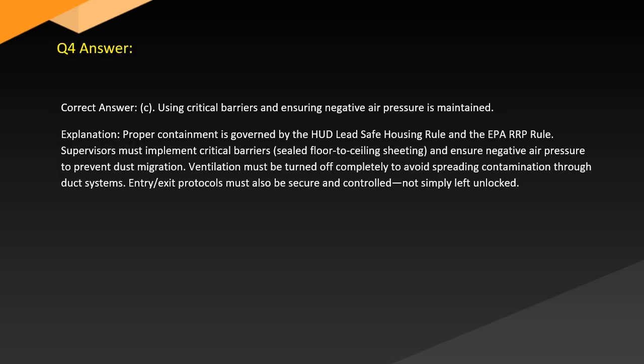Answer. Correct answer, C. Using critical barriers and ensuring negative air pressure is maintained. Explanation. Proper containment is governed by the HUD Lead Safe Housing Rule and the RRP rule. Supervisors must implement critical barriers, sealed floor-to-ceiling sheeting, and ensure negative air pressure to prevent dust migration. Ventilation must be turned off completely to avoid spreading contamination through duct systems. Entry-exit protocols must also be secure and controlled, not simply left unlocked.